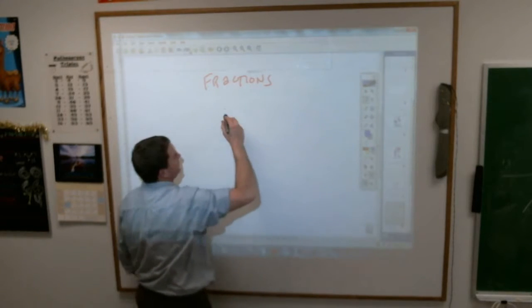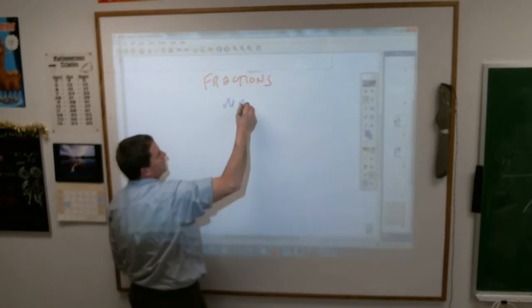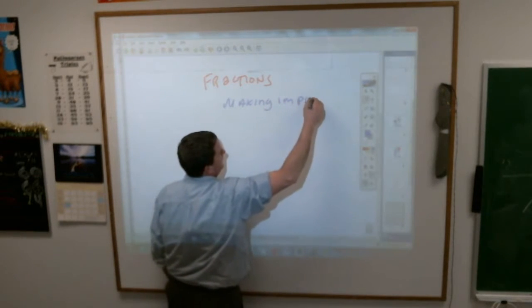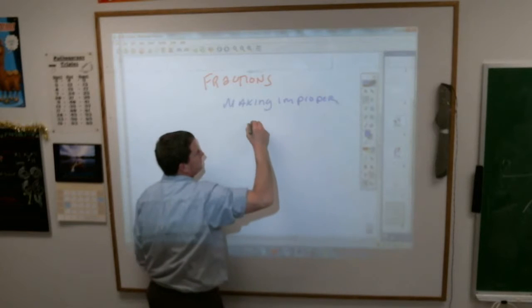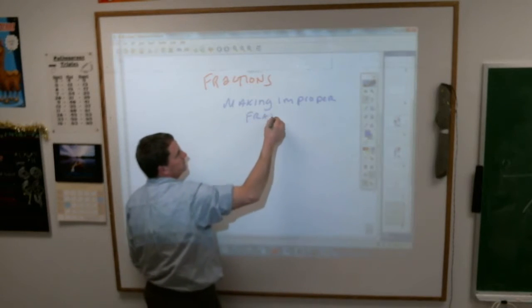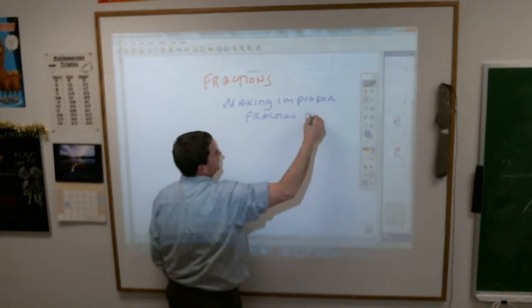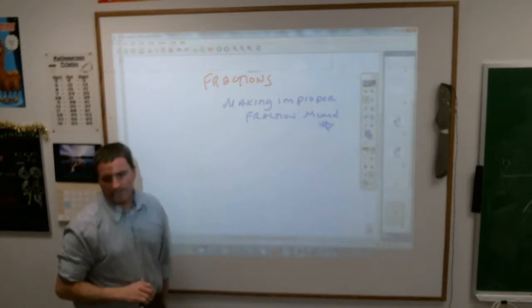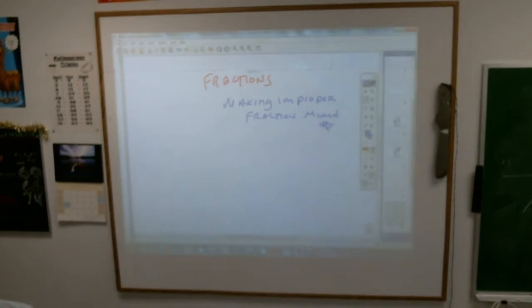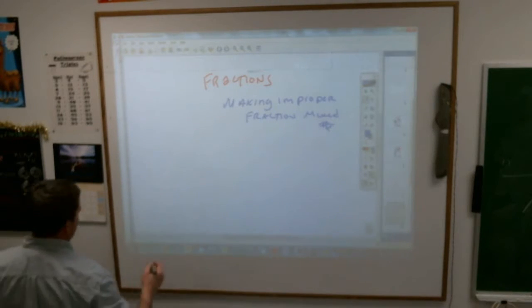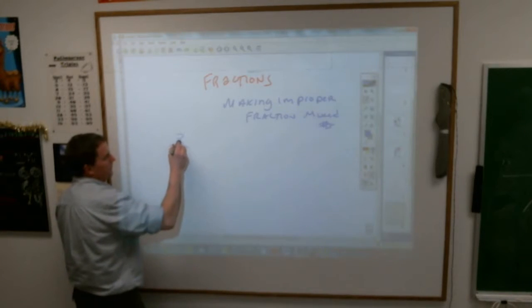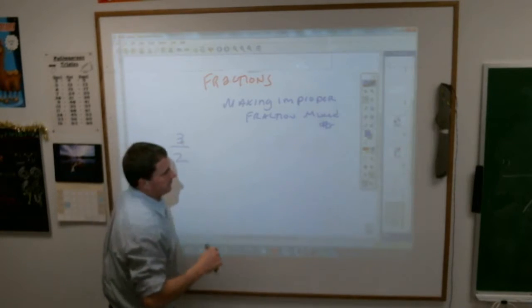The little heading for this should be making improper fractions. Improper fractions, mixed numbers. And actually we've done this many times before, so this should be very quick. If you are given this fraction here, 3/2, think about what this means.